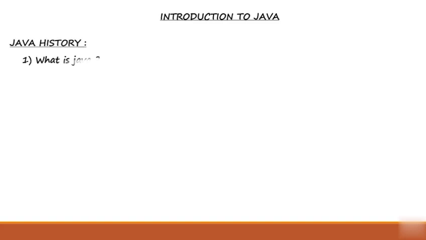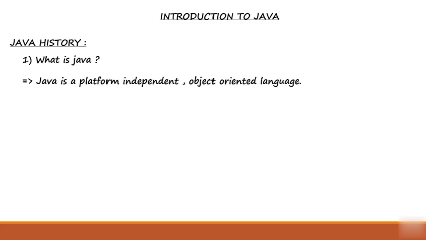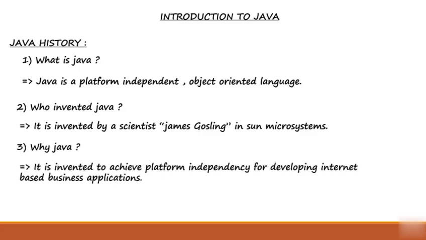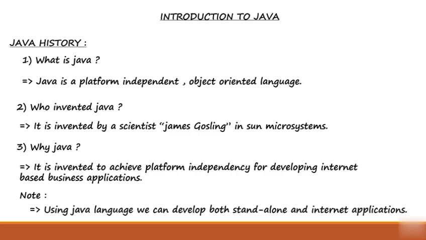Java history. What is Java? Java is a platform independent object oriented language. Who invented Java? It was invented by a scientist James Gosling at Sun Microsystems. Why Java? It was invented to achieve platform independency for developing internet-based business applications. We have a note: using the Java language, we can develop both standalone and internet applications.